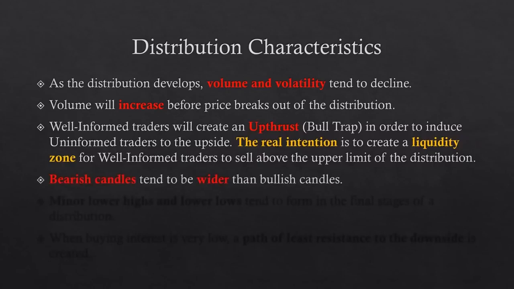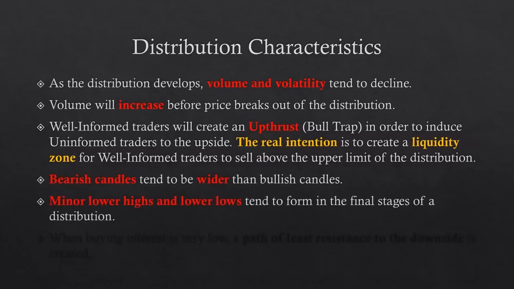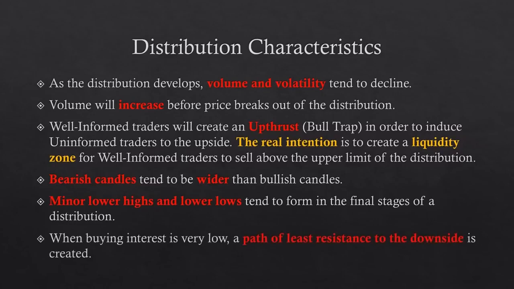In the final stages of the distribution, the formation of lower highs and lower lows inside the distribution will occur to initiate the downtrend. The distribution will finally end when well-informed traders observe enough demand so that buying interest is very low. This will create a path of least resistance to the downside, and the downtrend will start.